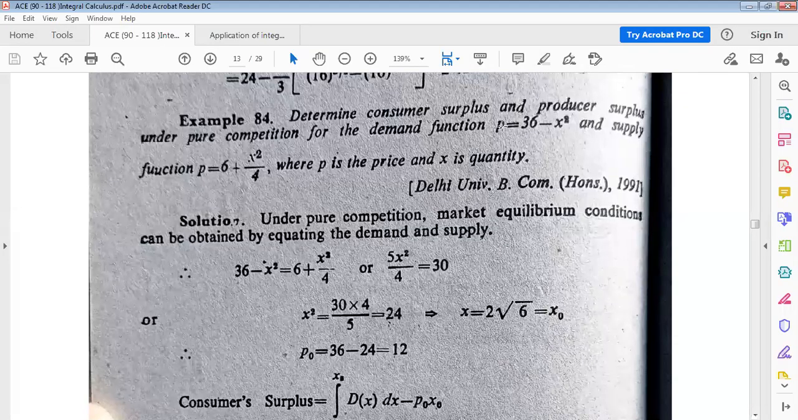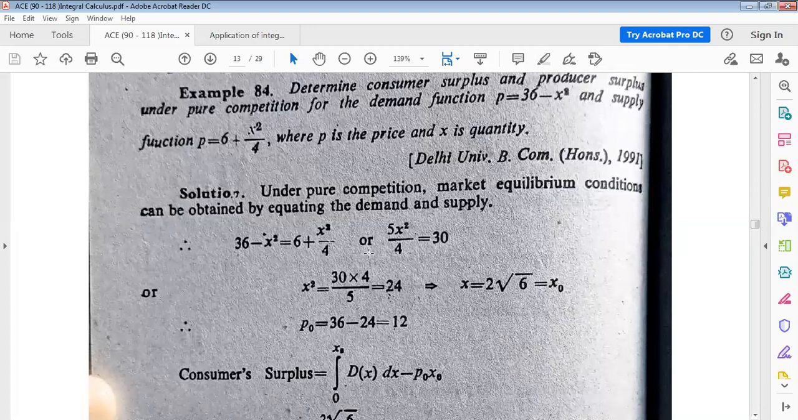Another example: determine the consumer surplus and producer surplus under pure competition for the demand function this and the supply function this. Under pure competition, demand equals to supply, the equilibrium point. At the equilibrium point, demand equals to supply, then we can solve this equation for x. Taking x square by 4 on the left hand side, then taking LCM, we get 5x square by 4 equals to 30.